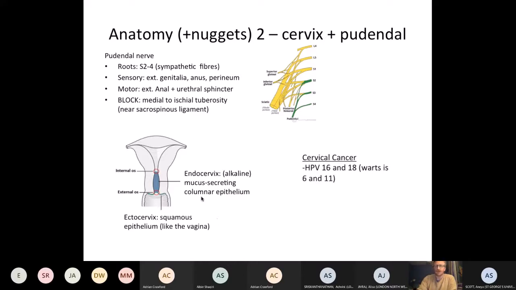And the key thing to remember about cervical cancer is HPV 16 and 18 cause the majority of cases. I think there are other strains that also predispose you to cervical cancer, but 16 and 18 are the big ones. And warts, genital warts, is 6 and 11, but 16 and 18 for cancer. And the cervical screening program is probably worth just remembering. 25 to 50, it's every 3 years. 50 to 64, it's every 5 years.